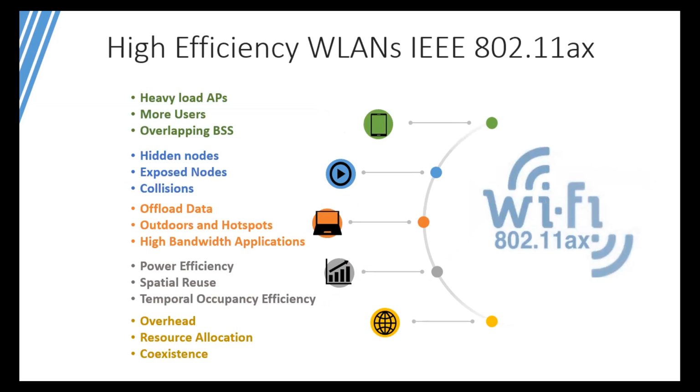So as we said, the high-efficiency wireless local area network 802.11ax is created to provide services such as dealing with heavy-load access points, more users, and overlapping basic service sets. It also must combat hidden nodes, exposed nodes, and collision problems, while handling offload data from wired networks, outdoors and hotspots, congestion, and high bandwidth applications. The 802.11ax promises power efficiency, spatial reuse, temporal occupancy, and better overhead and resource allocation while coexisting with legacy devices and future technologies.